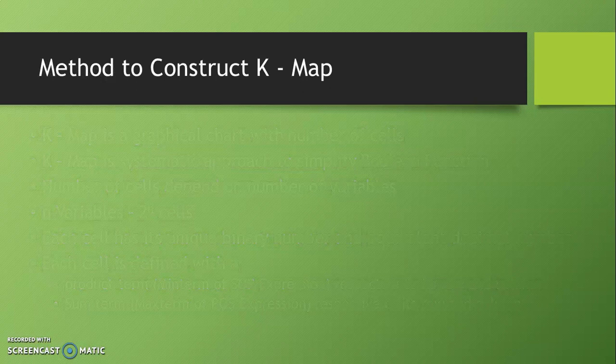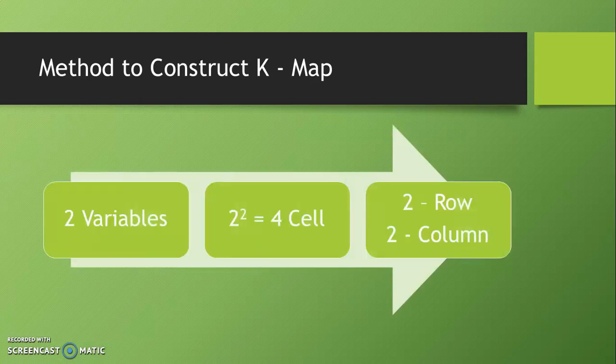Now let us study the method to construct the K-map. Suppose we have 2 variables in the Boolean function. Then the number of cells is 2 raised to power 2. Suppose we have n variables, then we go for 2 raised to power n. So we take base 2 and power as the number of variables. In this case 2 raised to power 2, so 2 multiplied by 2, that is 4. So we have a total of 4 cells, meaning 2 rows and 2 columns.